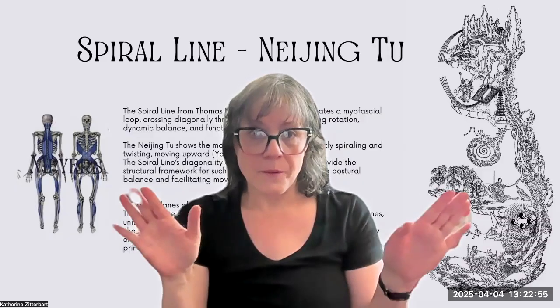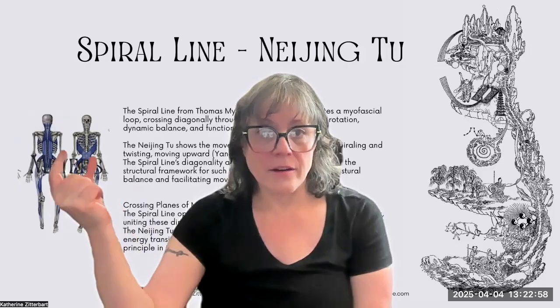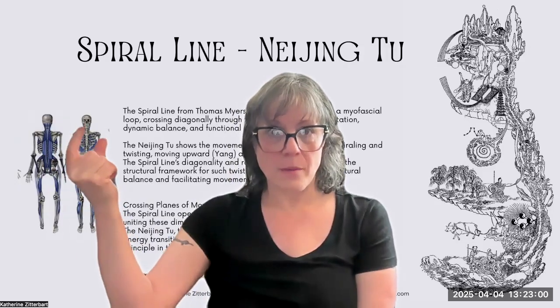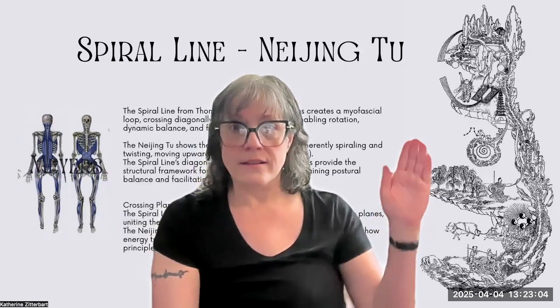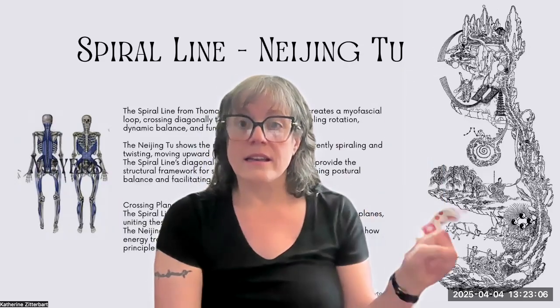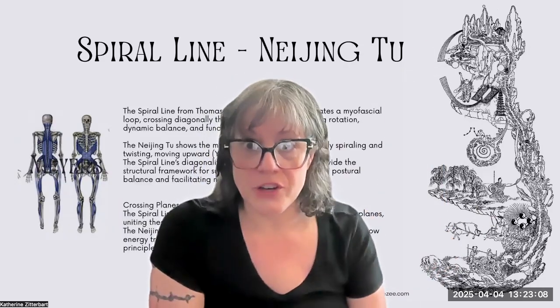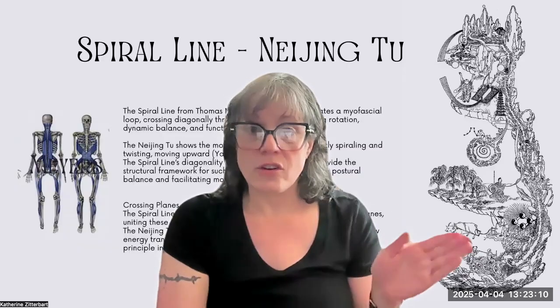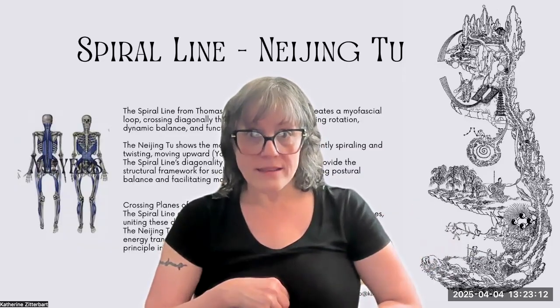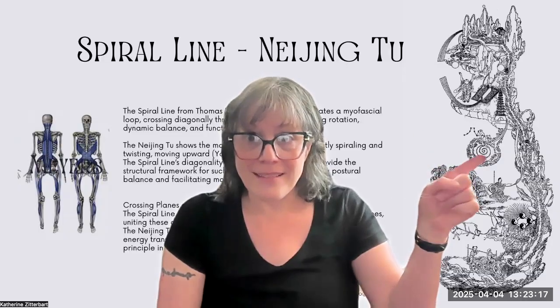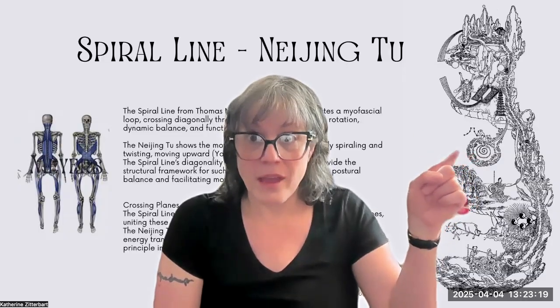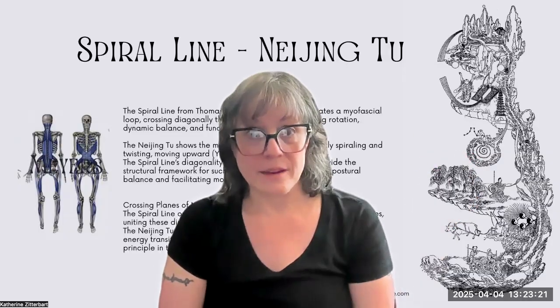As an example, this spiral line here in the front that Tom Myers identifies aligns to the belly side of this Neijing Tu, which is a medicine chart from China that looks at us as a microcosm and how we're connected to the stars themselves. That is the Milky Way and a child fishing with the Big Dipper.